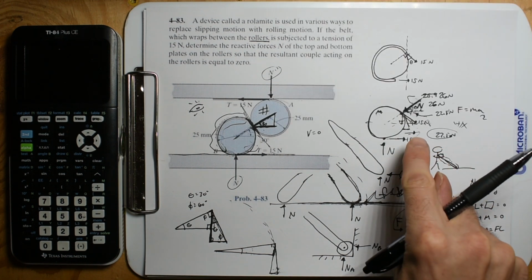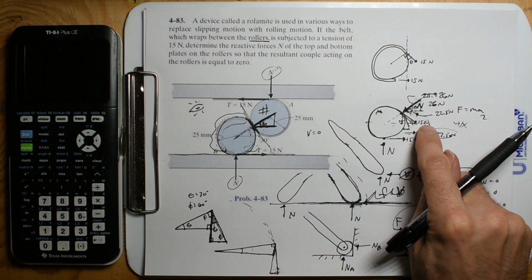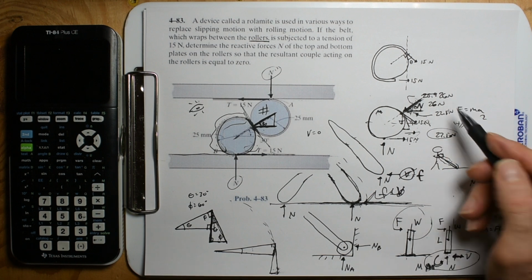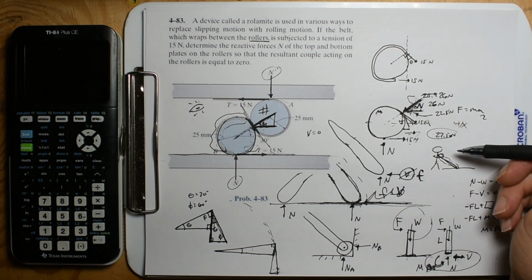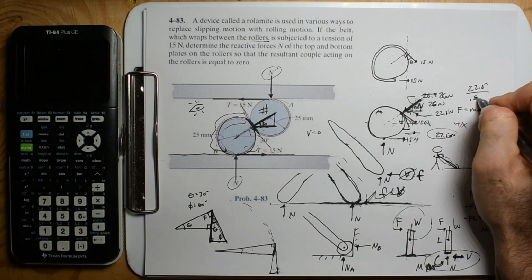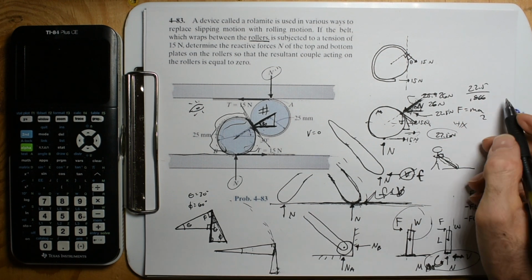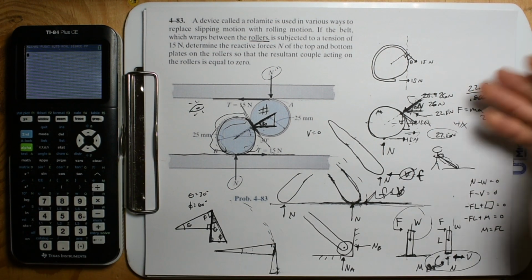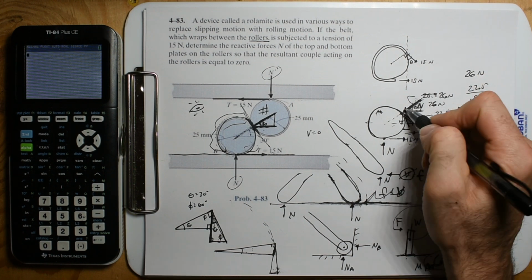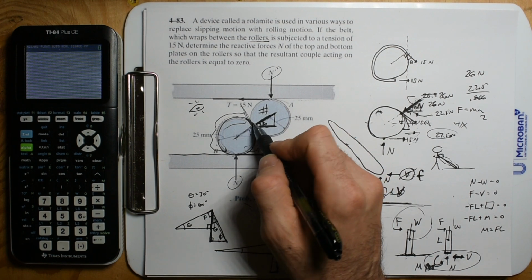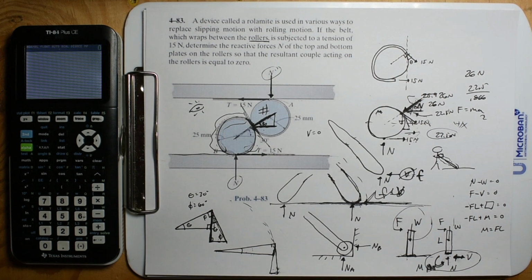So again, this 15 adds with half of this 15, and we get 22.5. That's this component. What's the hypotenuse? That's going to be 22.5 divided by the cosine of 30. So that's 22.5 divided by 0.866, and that's going to be a larger number. That gets us up to that 26 newtons. And just for this problem, it's kind of cool that the normal force in between these two rollers is the same normal force on the ceiling.